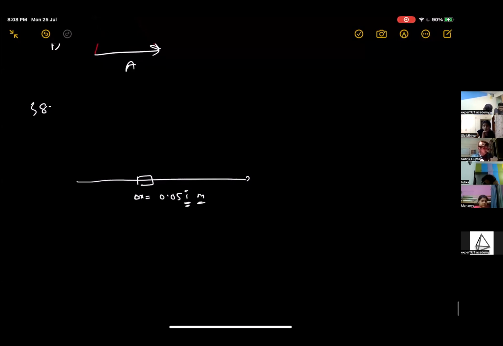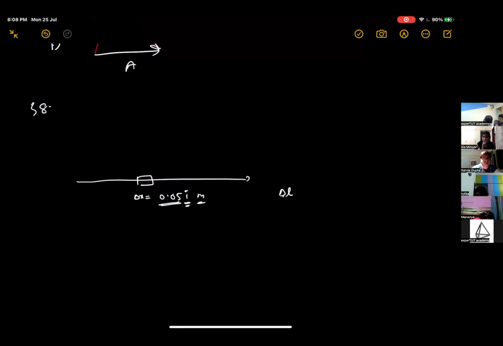Yeah, it's question number 38. There is a current element of 0.05 meter. The element is placed on the x-axis. This is a current element, and the delta x is 0.05 i meter. The i means the direction is i, and the meter tells you that it's a length. So it is a delta L, which is 0.05 meter.